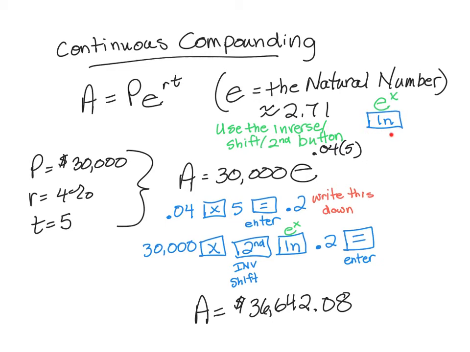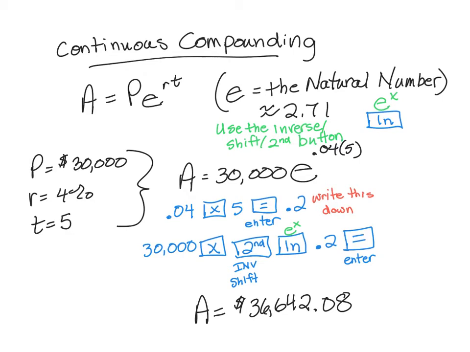Find it now. Find the LN key, and you'll see above it in a different color is e to the x. This e to the x is what you're going to use. And because it's above the number, you're going to either hit an inverse or shift or second button. And a lot of times they're color coded. Whatever color that e to the x is, your second button or your inverse button will be the same color. And that's how you know to find it.